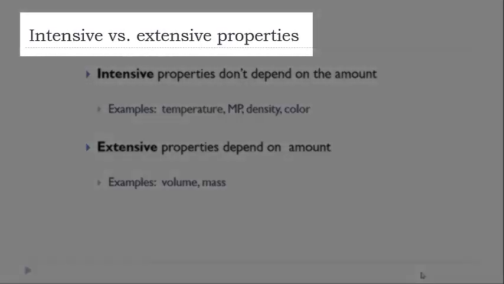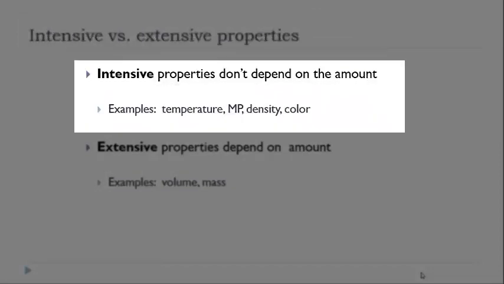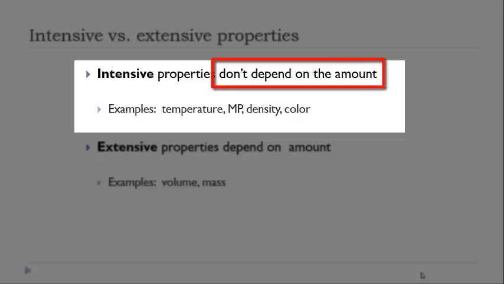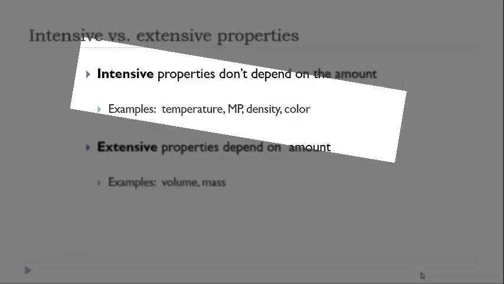One more thing I want to talk about in this lecture is the difference between intensive and extensive properties. Intensive properties don't depend on the amount. Doesn't matter how much you've got. For example, a temperature. Doesn't matter how much you have of a substance, its temperature is what it is. A melting point. MP is melting point. Density, color. All of those are intensive properties.